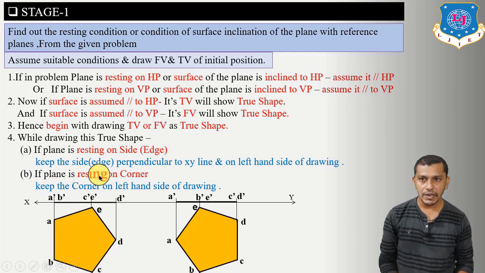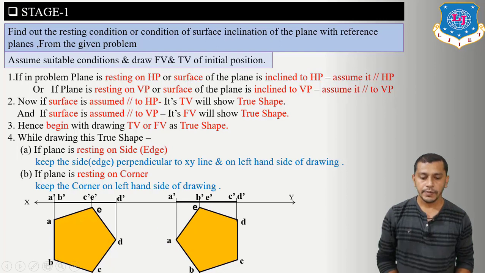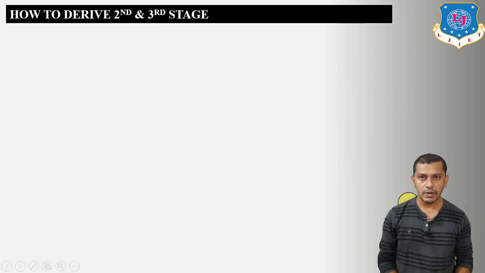And if the plane is resting on a corner on the horizontal plane, then we have to take the surface parallel to the horizontal plane in the first stage, and we have to take the corner on the left hand side of the drawing. Now after deriving the first stage by these given conditions, how can we derive the second stage and third stage of the planes?